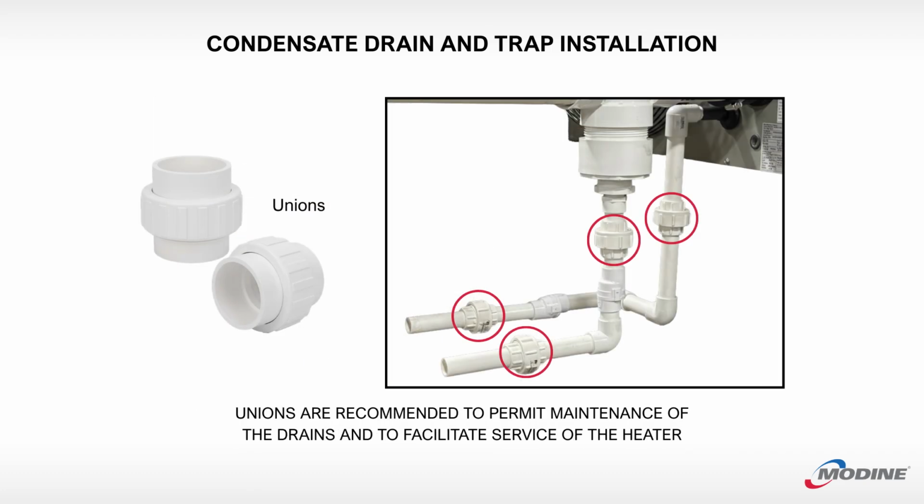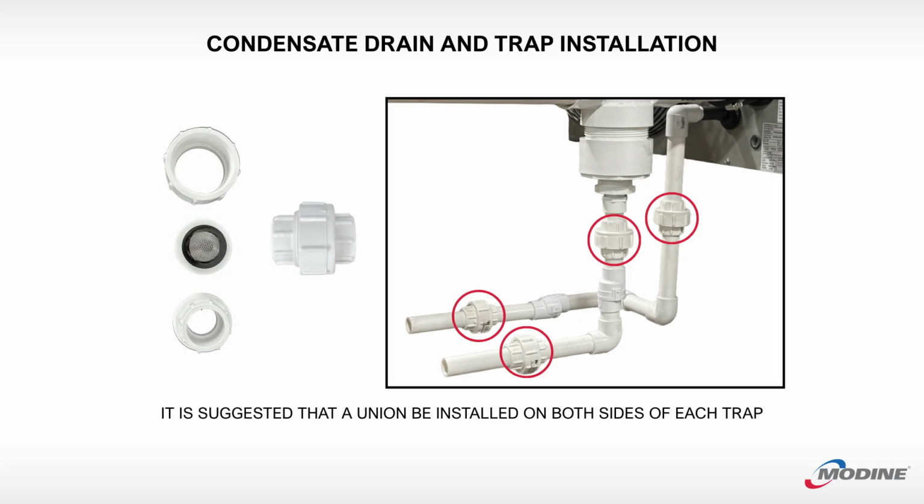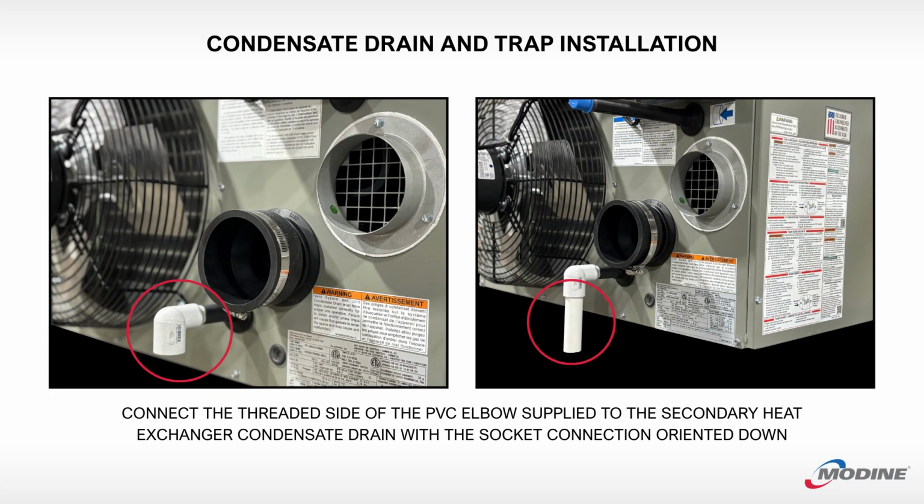Unions are recommended to permit maintenance of the drains and to facilitate service of the heater. It is suggested that a union be installed on both sides of each trap. Connect the threaded side of the PVC elbow supplied to the secondary heat exchanger condensate drain with the socket connection oriented down.